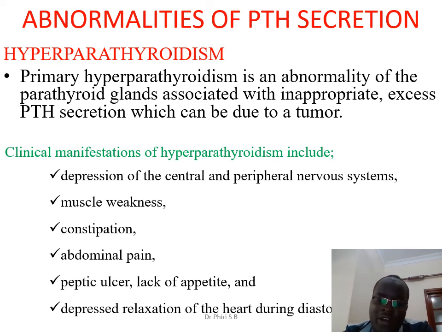So you are going to have abdominal pain, peptic ulcers, and lack of appetite. Because there's constipation, of course, you can also have peptic ulcers, and also lack of appetite. You don't want to eat when you have abdominal pain. Depressed relaxation of the heart during diastole. That can also inhibit the function of the heart because there are fewer action potentials that are initiated there.